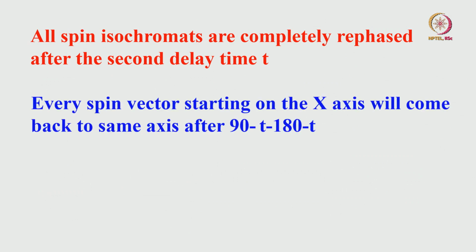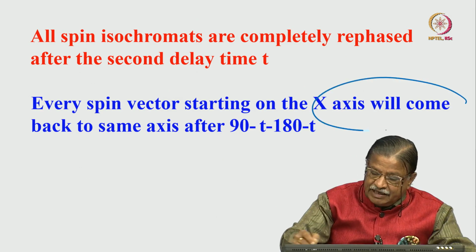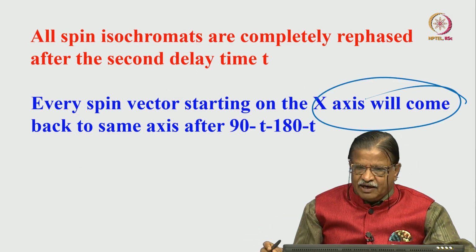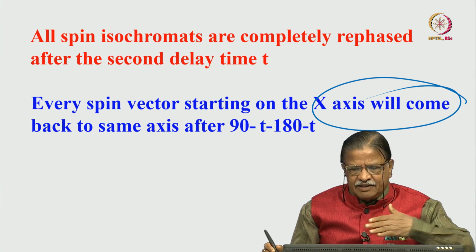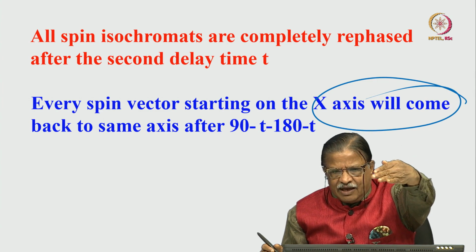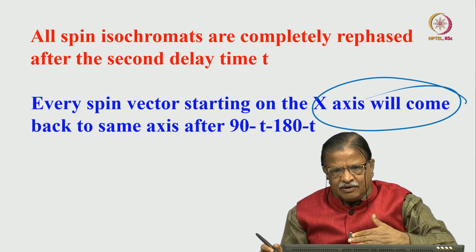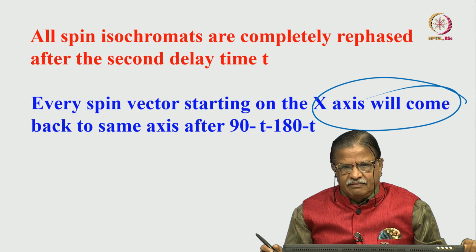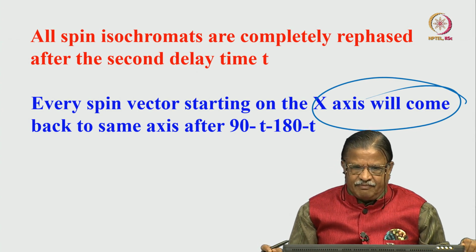This is what is happening, and every spin vector starting on the x axis will come back to the same x axis. That is what the echo is. That is what I told you. The runners started from the same place, moved at different speeds, and afterwards when they were asked to come back with the same speed, they come back to the same place. They reach the same origin.